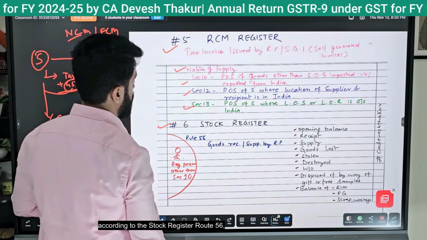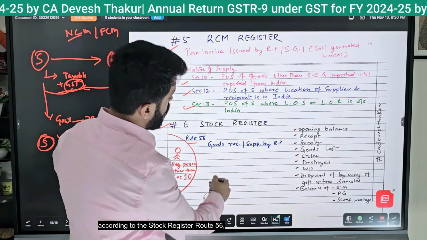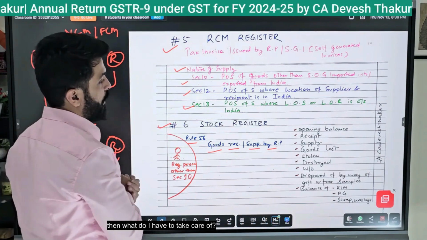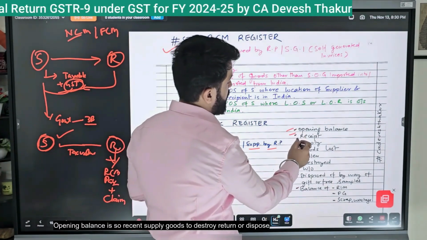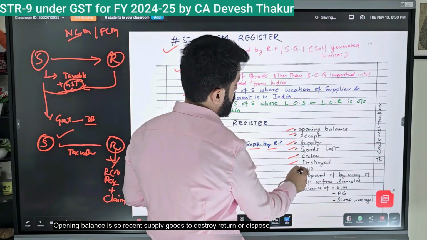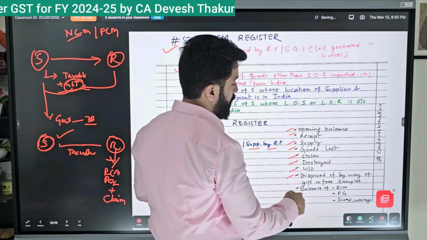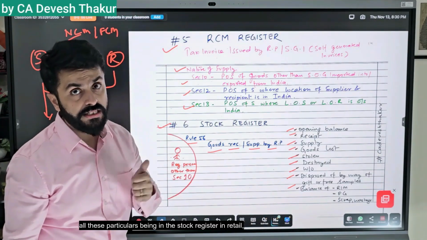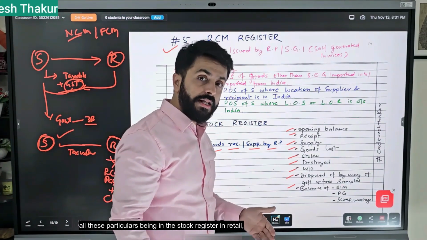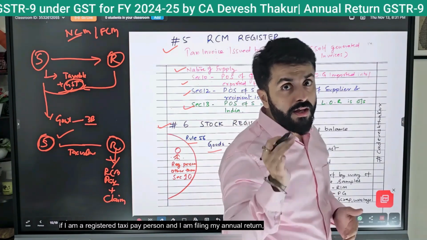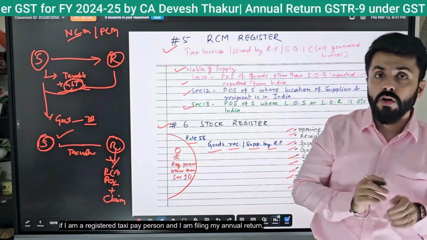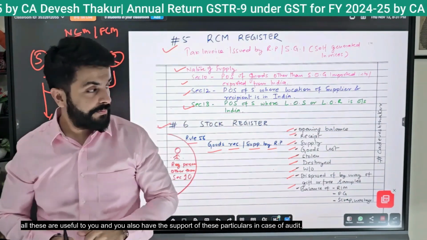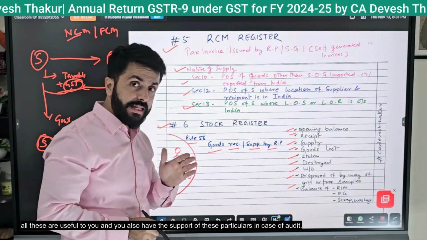Now, according to the Stock Register Rule 56, if I am receiving or supplying any goods, then what do I have to take care of? Opening balance, receipt, supply, goods to destroy, return or dispose, raw material, scrap and waste, free samples. All these particulars should be in the stock register. If I am a registered taxpayer and I am filing my annual return, all these are useful to you, and you also have the support of these particulars in case of audit.